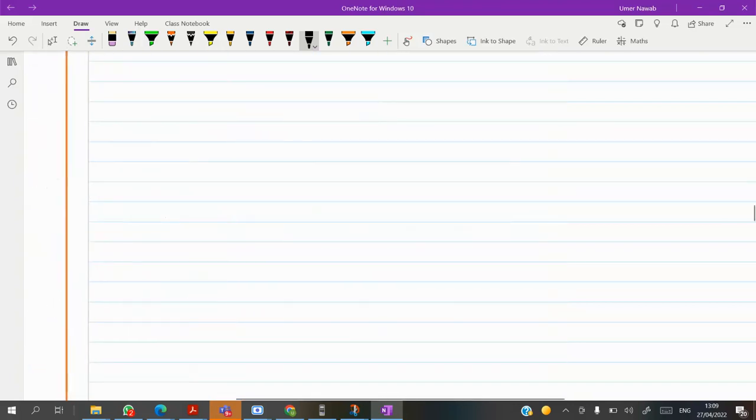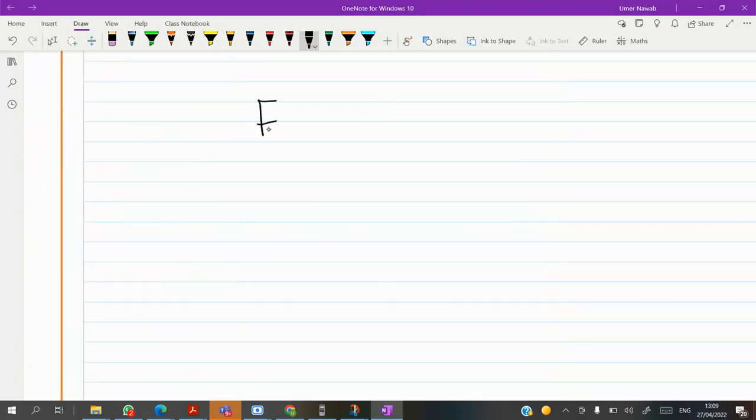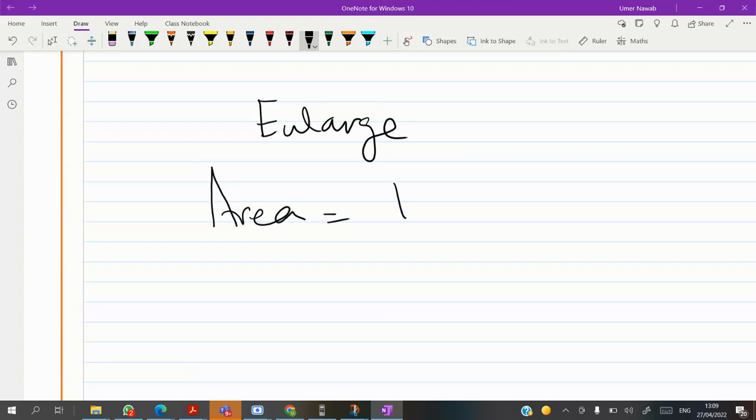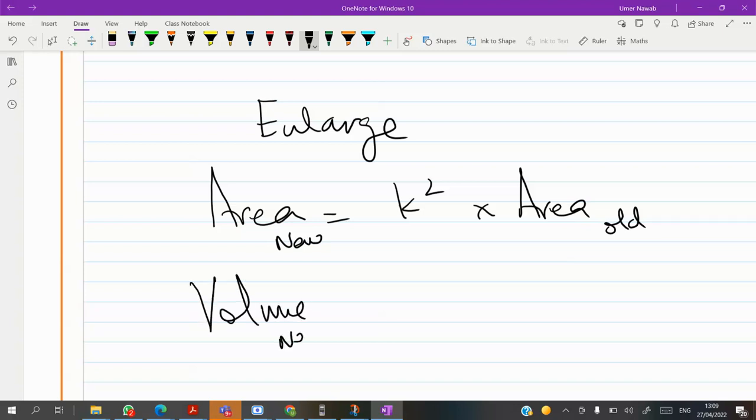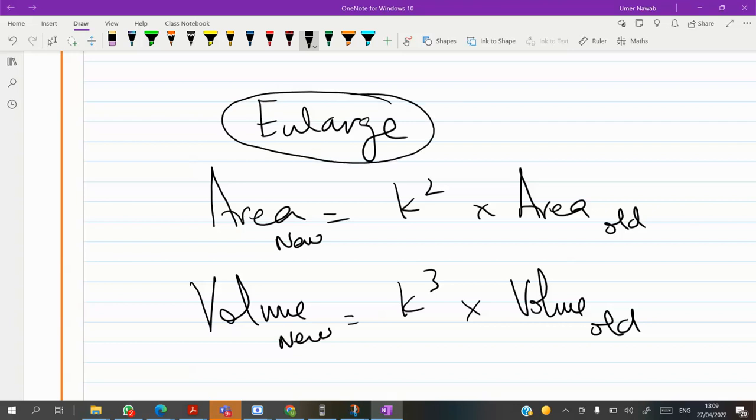So if you want to enlarge figures, the new area is equal to the scale factor squared times the old area. This is the old shape and this is the new shape. If you want to find the volume of the new shape, the formula is scale factor cubed times the volume of the old shape. Don't forget that this concept of enlargement is the same as similarity.